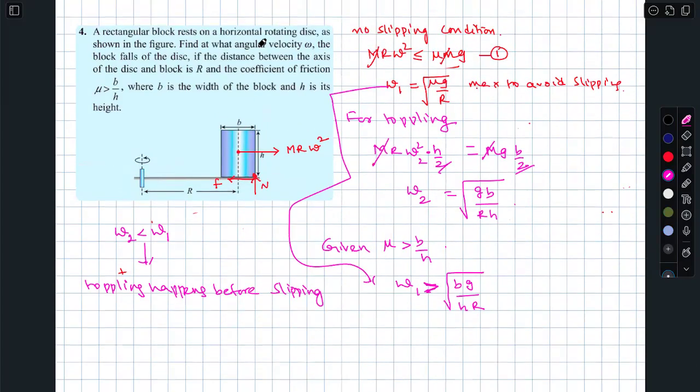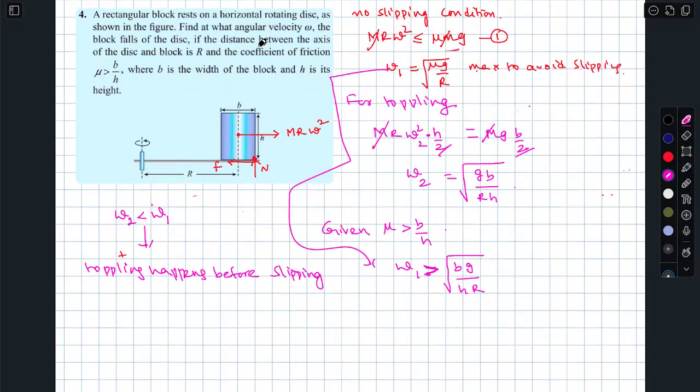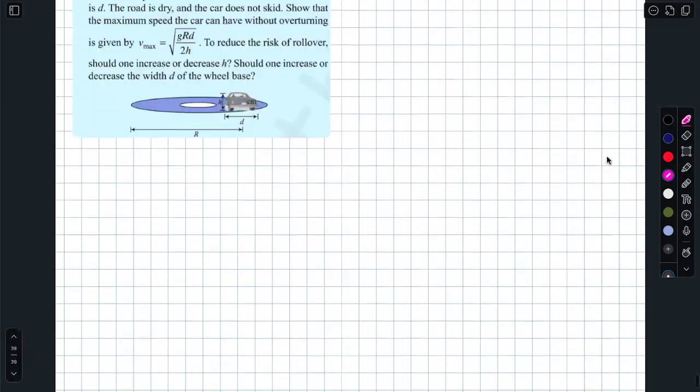Right. Any doubts on this? Sure? Very, very good question. So it's like you are checking different options. Right. Next question.